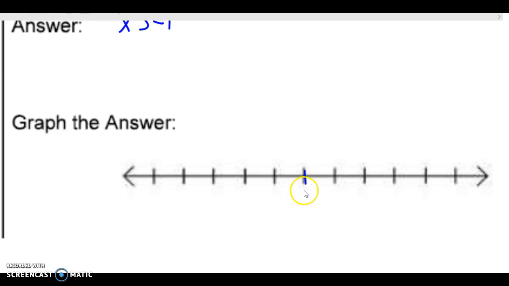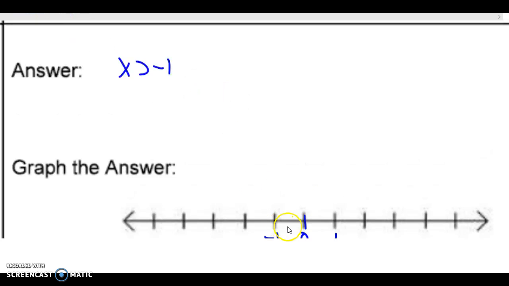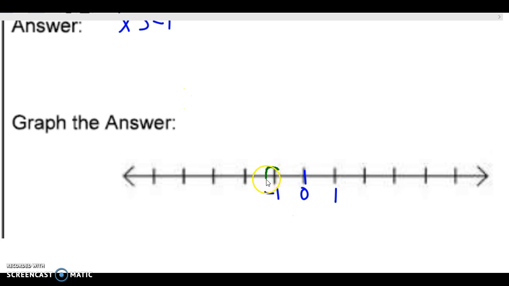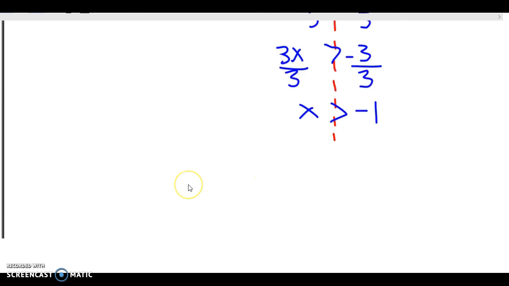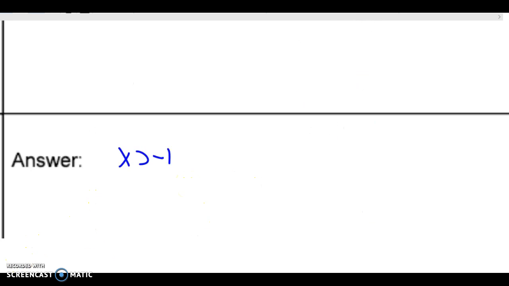So let's see, here's 0, here's negative 1, and here's 1. There will be an open circle at negative 1 because we want all the answers that are greater than negative 1. So open circle at negative 1 and shading to the right because these numbers are greater than negative 1. That's it. That's how you solve two-step inequalities. Very similar to solving two-step equations.